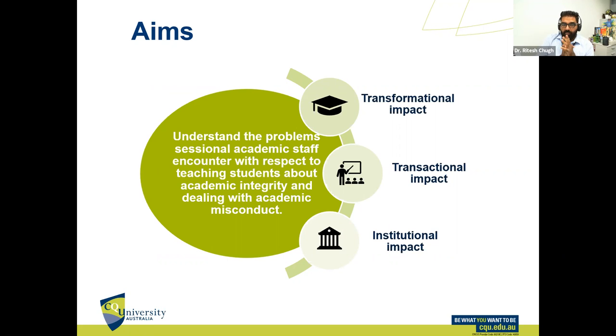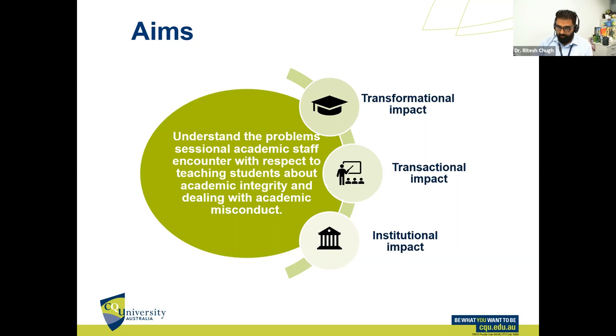So we wanted to understand the problems that sessional academic staff encounter with respect to teaching students about academic integrity and dealing with academic misconduct. That was the overarching aim. In doing so, there were three different impacts that we wanted to make. And those impacts were a transformational impact. That means teaching staff will be able to improve the awareness of students about these concepts. So that is your transformational impact. From a transactional impact, we wanted staff to use the knowledge and skills that they gain in marking and moderation processes. So in other words, in administrative processes. And finally, an institutional impact, because from an institutional perspective, what we all want is a reduction in the cases of academic misconduct.